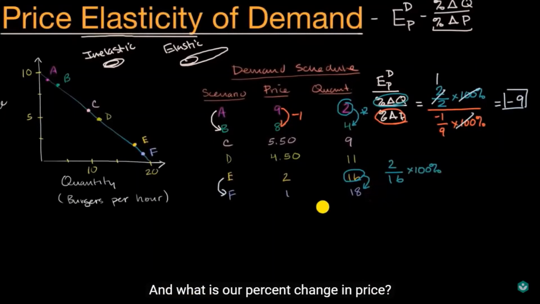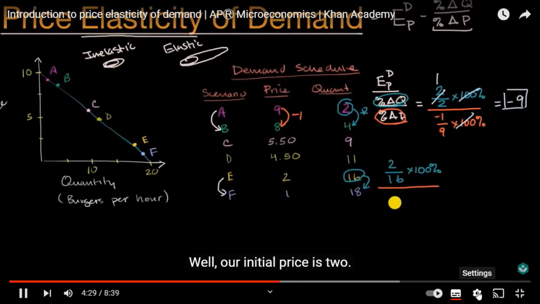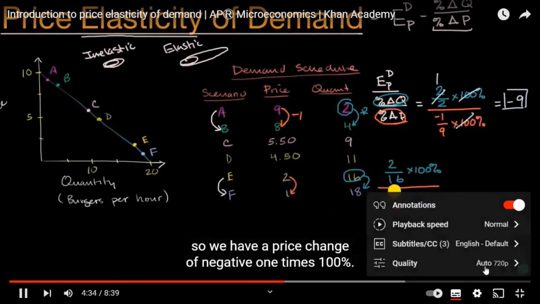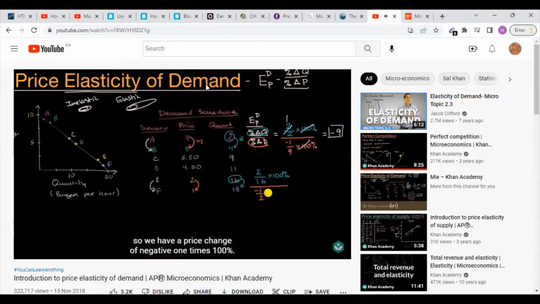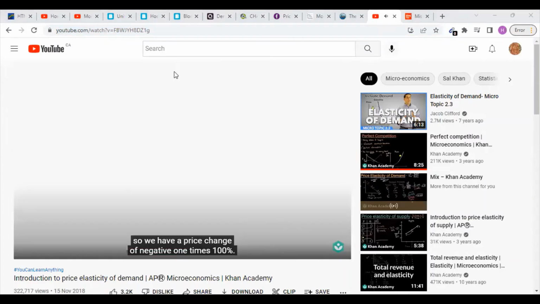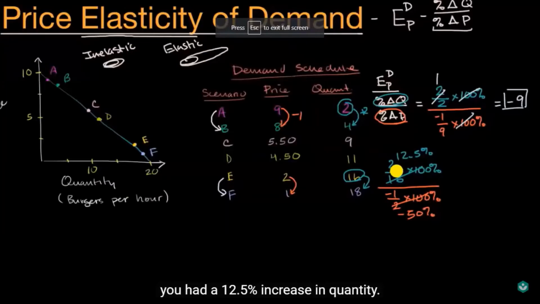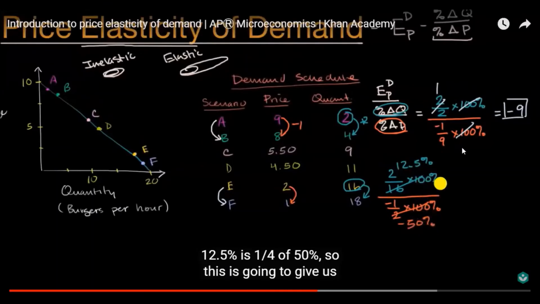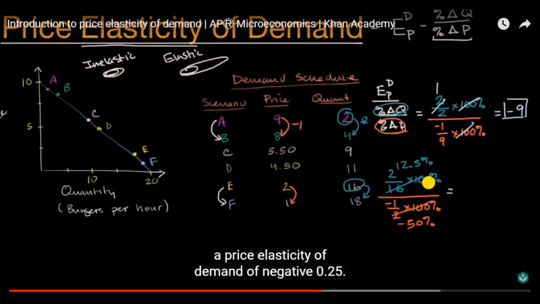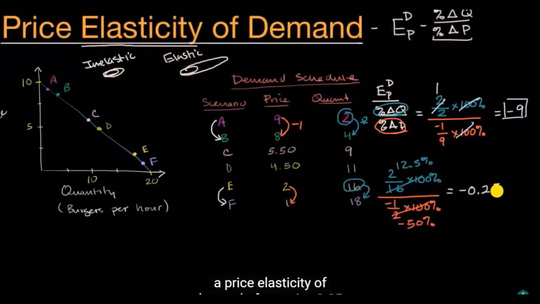And what is our percent change in price? Well, our initial price is 2, and we're going from 2 to 1. So we have a price change of -1 times 100%. And so what you see here is this is 1/8 times 100%. This would be 12.5% up there. And then this over here is going to be -50%. So when price went down by 50%, you had a 12.5% increase in quantity. 12.5% is 1/4 of 50%. So this is going to give us a price elasticity of demand of -0.25.